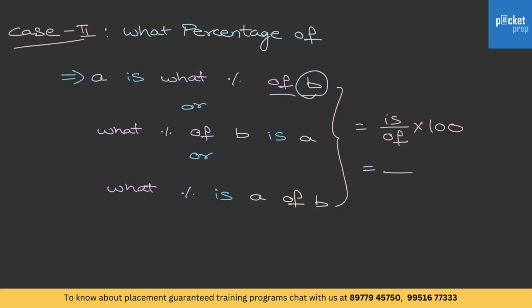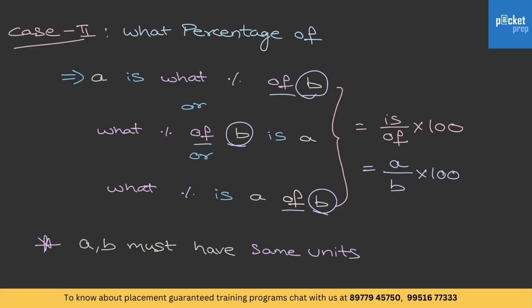In this particular case, it is B. So the remaining thing comes in the numerator. A by B into 100 is the required formula. The thing we must remember while solving this type of problems is that A and B must have the same units.